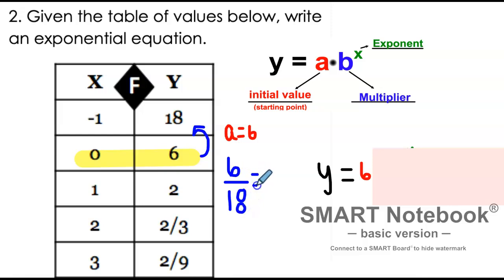And we want to keep this as a fraction. Just like in linear equations, we kept slope as a fraction, in exponential equations, we're going to keep this multiplier as a fraction. So 6 divided by 18, if we want to simplify that fraction, that would be 1/3. And again, Desmos can help you with that simplification. So now we know our multiplier, or our b value, is 1/3.